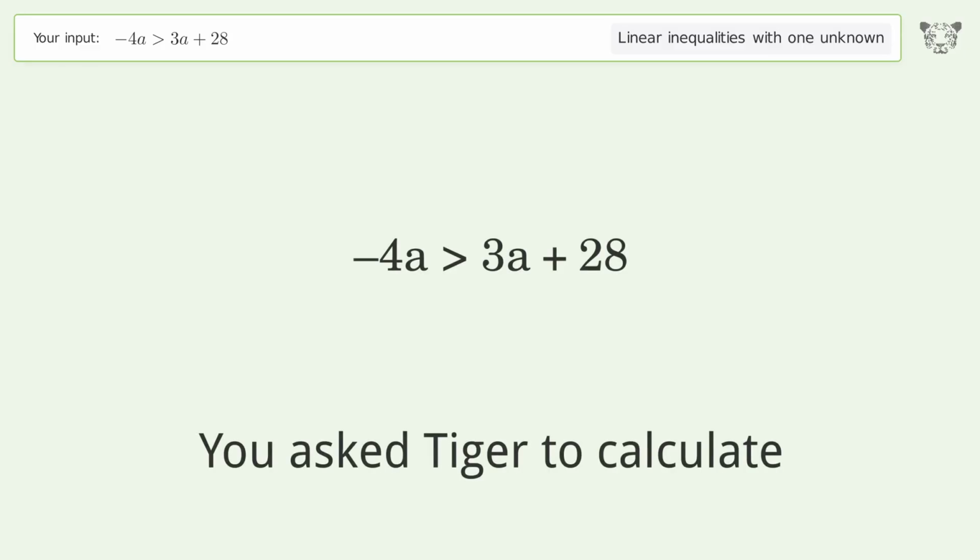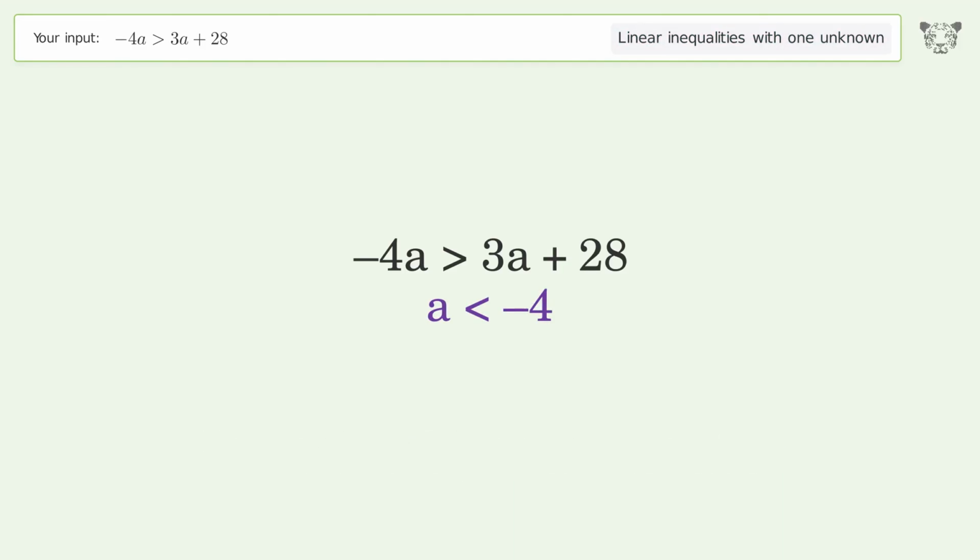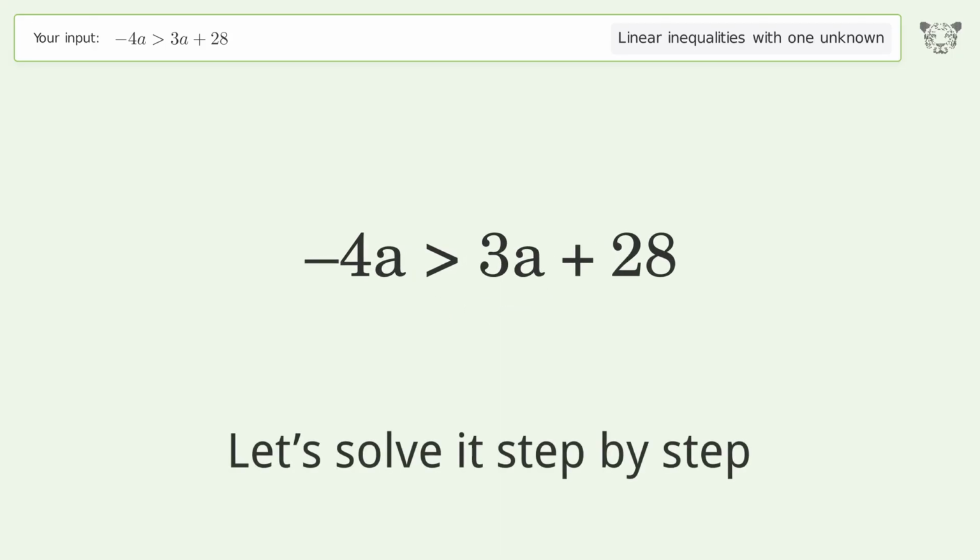You ask Tiger to calculate. This deals with linear inequalities with one unknown. The final result is a smaller than -4. Let's solve it step by step.